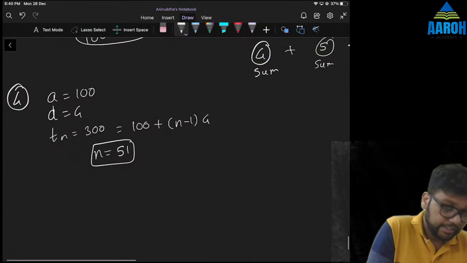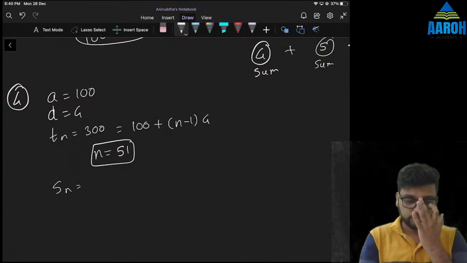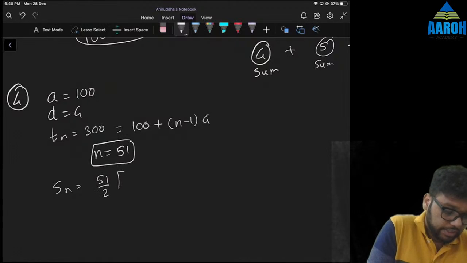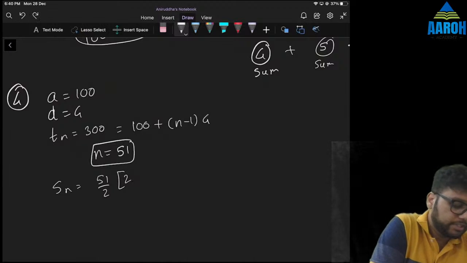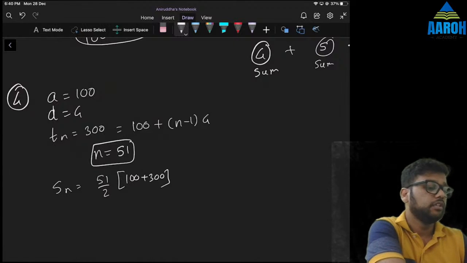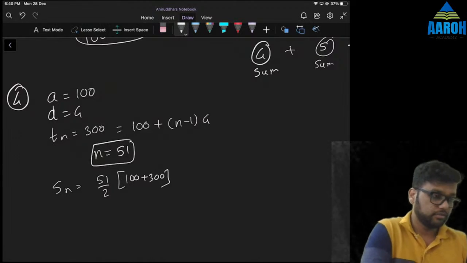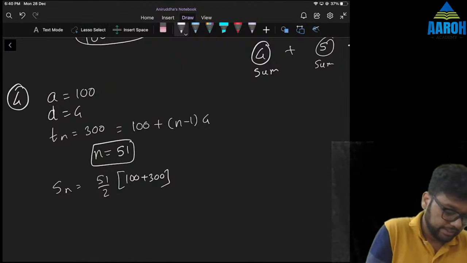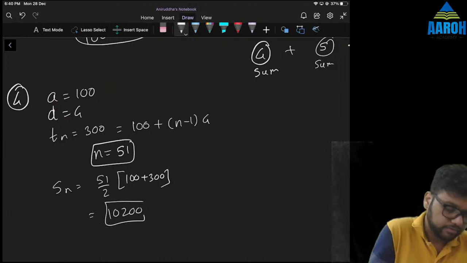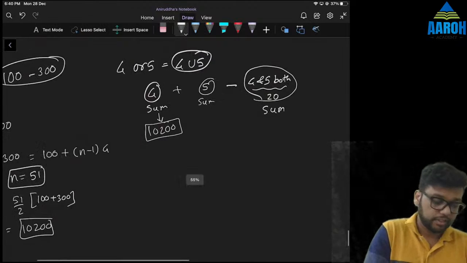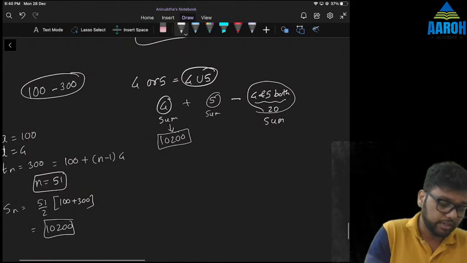So we can find Sn here. Sn will be n by 2 into 2a, or n by 2 into a plus tn, we can directly do a plus tn. So that is 400 into 51 by 2, correct? 10,200, check. 10,200. Correct. n is 51, Sn is 10,200.